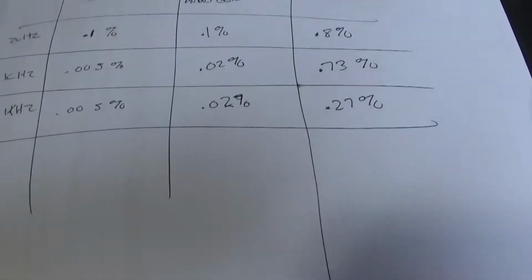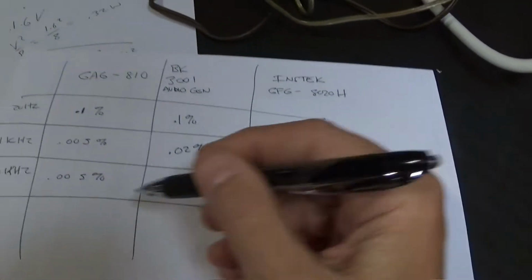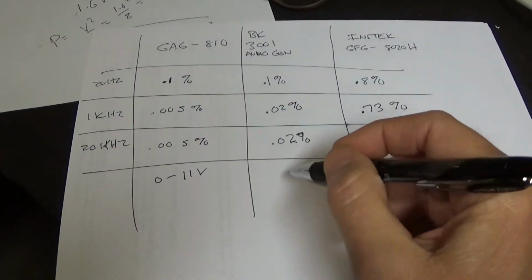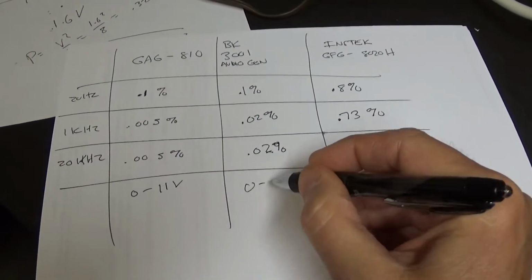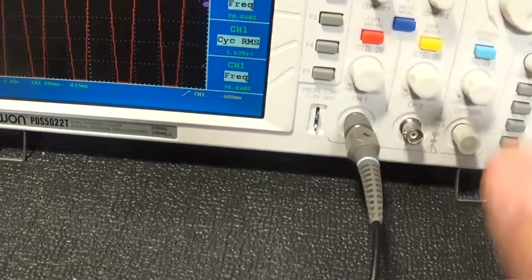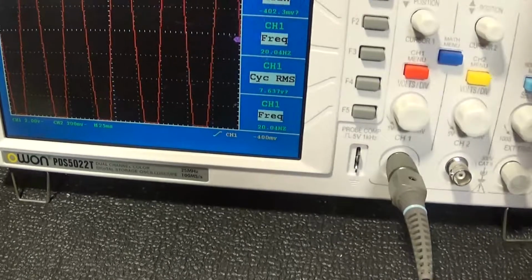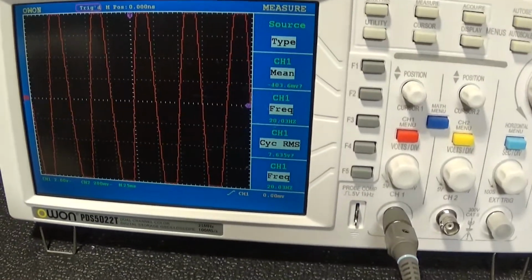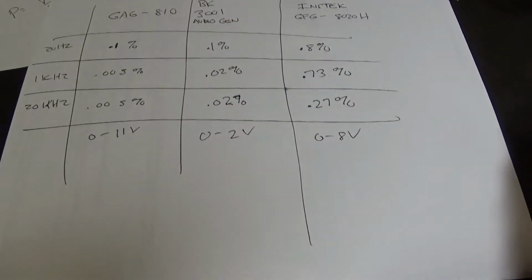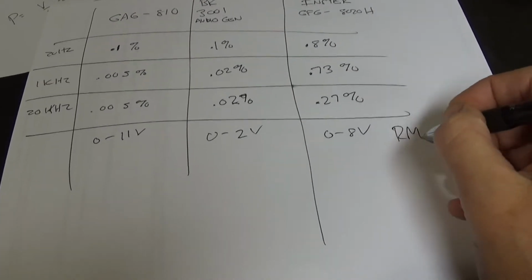By the way, this has a bigger voltage range, 0 through 11 volts. This one only goes up to about 0 through about 2 volts. And what does this one do right here? I'm going to crank it up as high as it goes. Hold on. 7.9 volts, 8 volts, 0 through 8 volts. RMS for all.